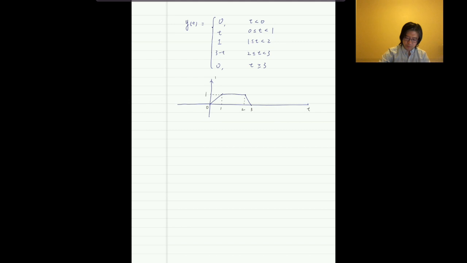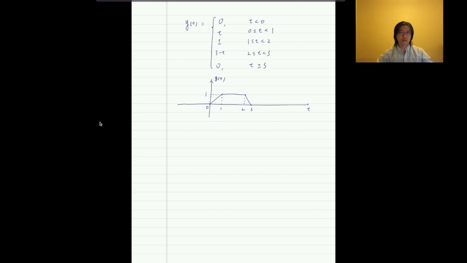That's the output. So we can see that if we have two rectangle functions and we convolve them together, and the widths of them are different, we're going to have a trapezoid. Before, if the widths are the same, we have a triangle, which was shown in class. But if the widths are different, then we're going to have a trapezoid. Okay, very good.